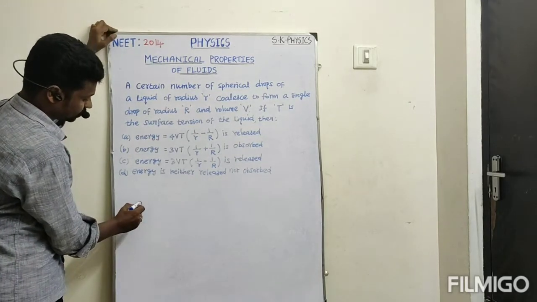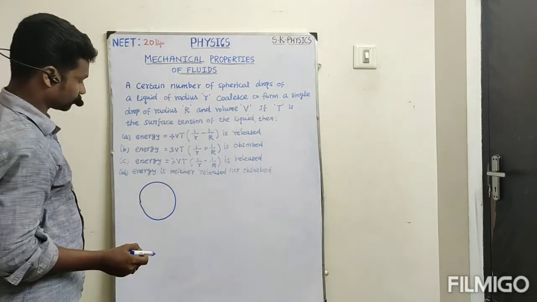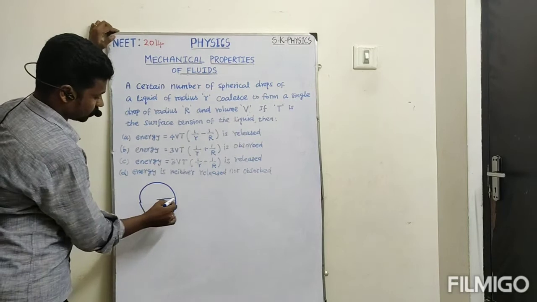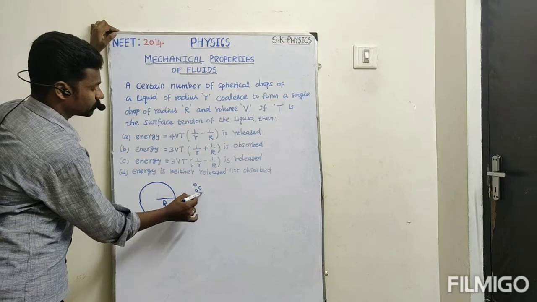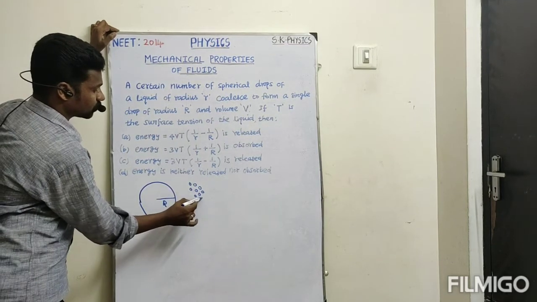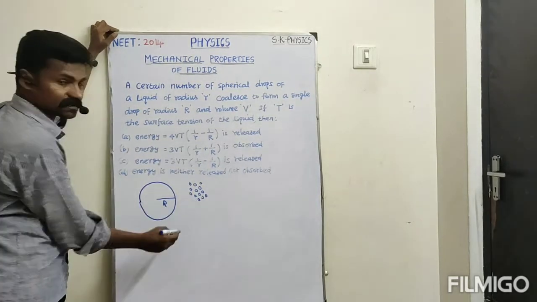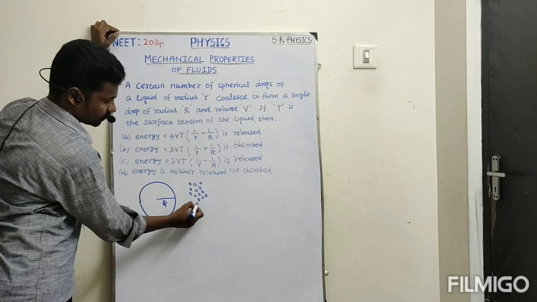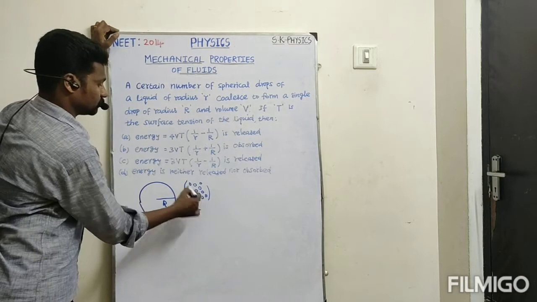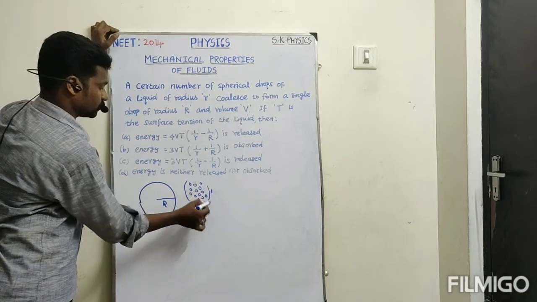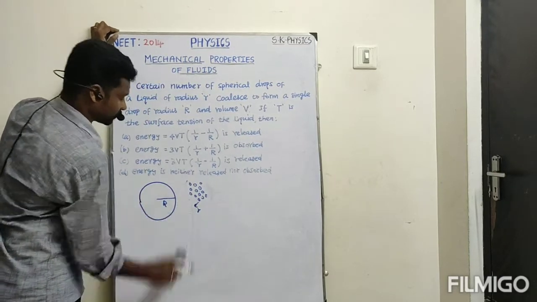Say for example, let us take one large big drop. Its radius is R. Now we have to split it up into so many drops. Each and every droplet's radius is smaller, say r. So like that, n times. So you can say that n times small droplets are there.